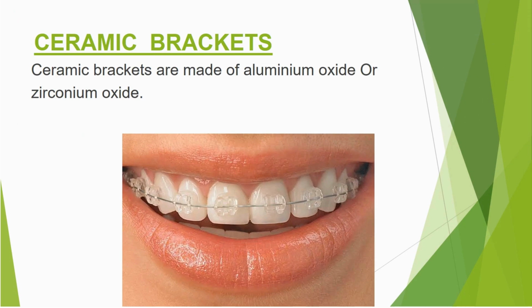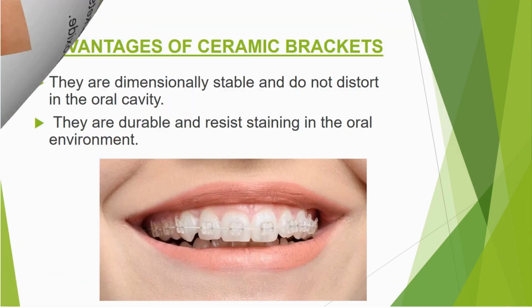Ceramic brackets. Ceramic brackets are made up of aluminum oxide or zirconium oxide. Advantages of ceramic brackets. They are dimensionally stable and do not distort in the oral cavity. They are durable and resist staining in the oral environment.